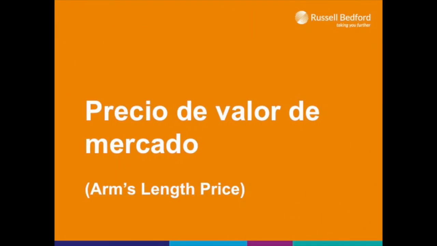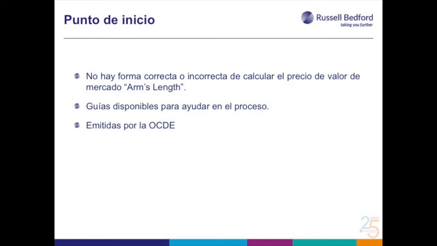Okay, so let's move on now and think about the most tricky part of transfer pricing. There is no right or wrong way to calculate an arm's length price. There are very extensive guidelines published by the OECD to assist tax jurisdictions in this process. They are constantly updated and reviewed, and they were updated very extensively in 2016. So we are looking at quite current guidelines which exist.